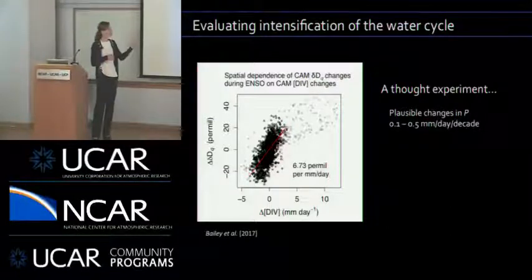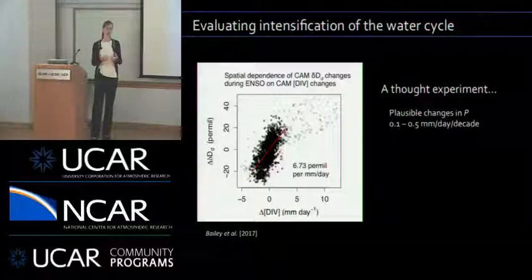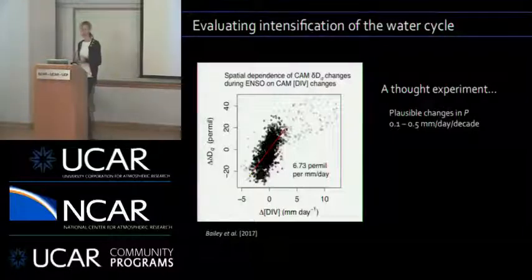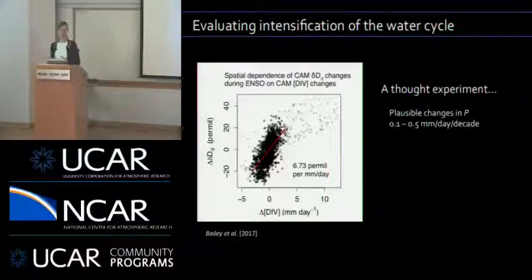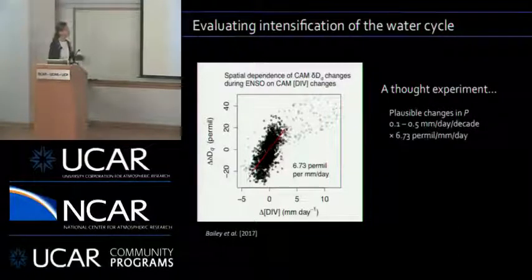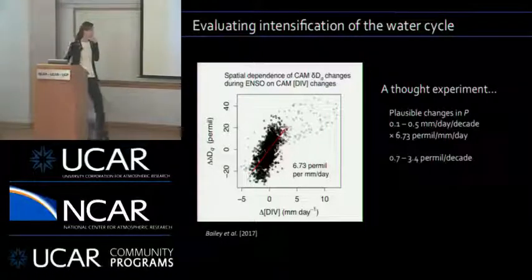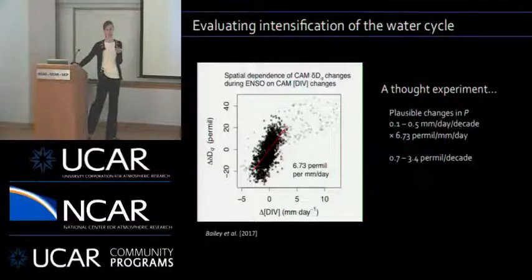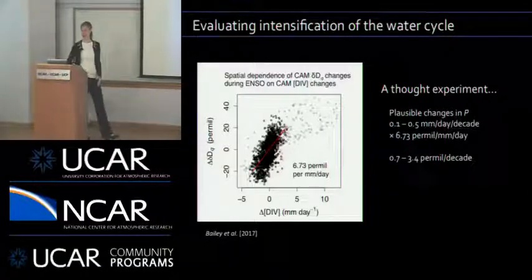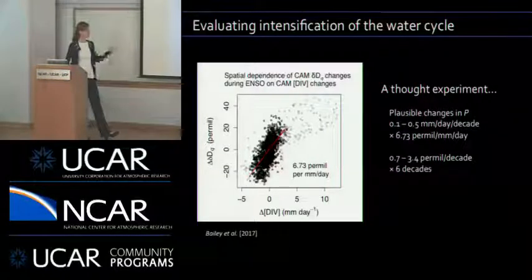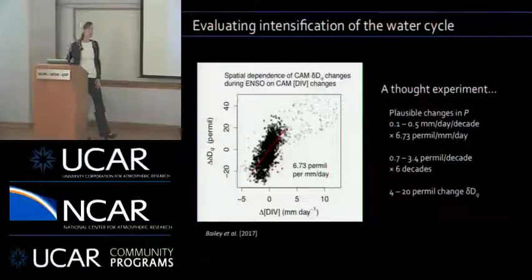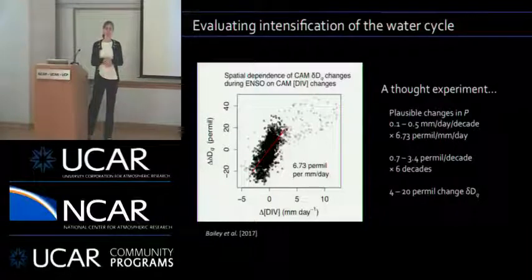And for the most part, changes in precipitation are going to be balanced by divergence, because that's the larger aspect of evaporation. Again, it's a thought experiment, so we're making some big simplifications here. So if we then scale this by our slope, we come up with the possible change in delta D in per mil per decade. And then if we have a long enough record, several decades, we'd see a 4 to 20 per mil change in delta DQ.